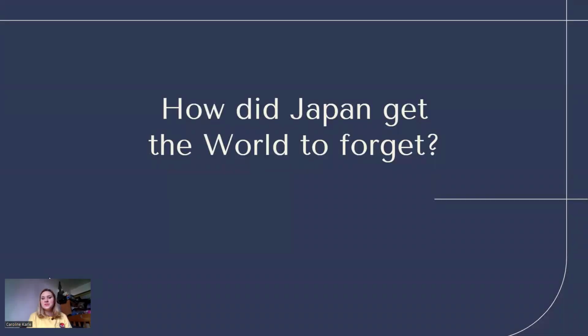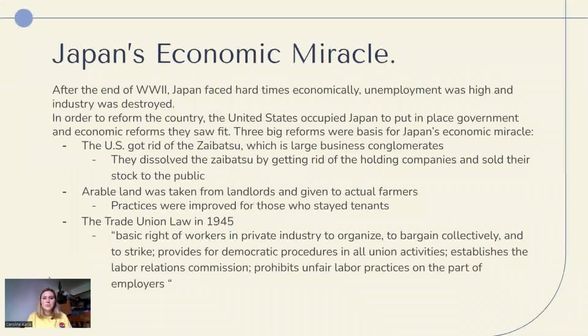Now, how did Japan get the world to forget? At the end of World War II, Japan faced hard times economically. Unemployment was high and the industry was destroyed as the country was destroyed itself. In order to reform the country, the United States occupied Japan to put in place government and economic reforms they saw fit.